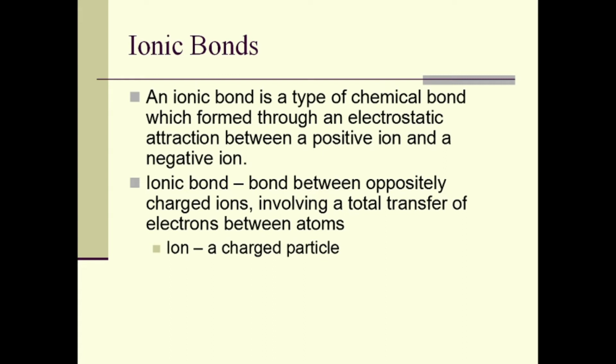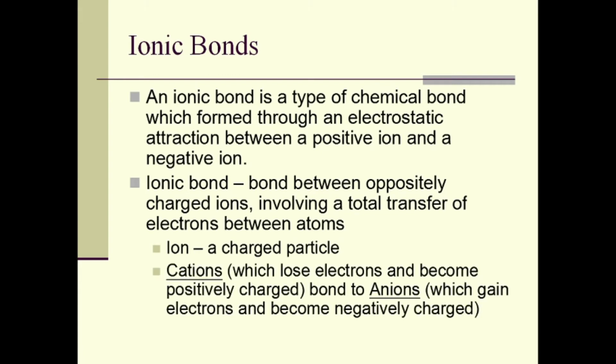So, what is meant by an ion? Ion means a charged particle. If I remove one electron from an atom, it will become a positively charged ion. If I add one electron to a neutral atom, it will have an excess electron, and therefore it will be a negatively charged particle, or negative ion.